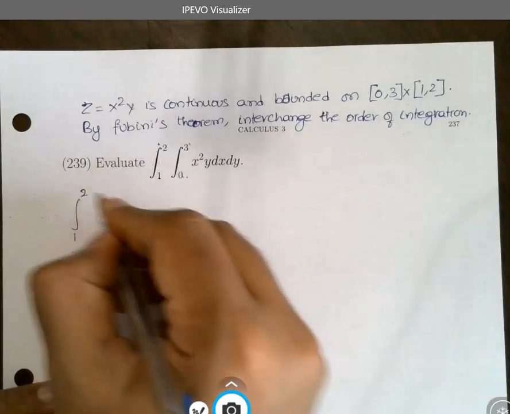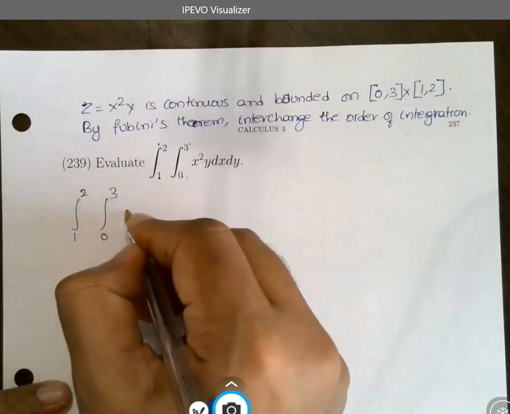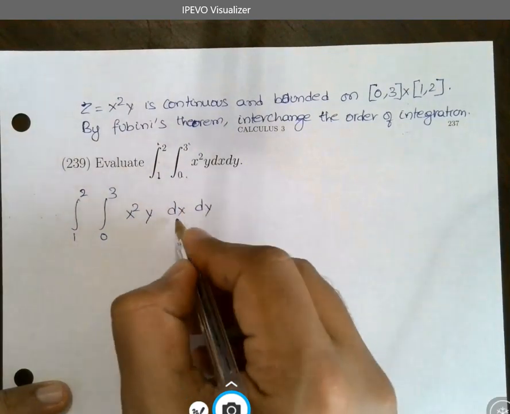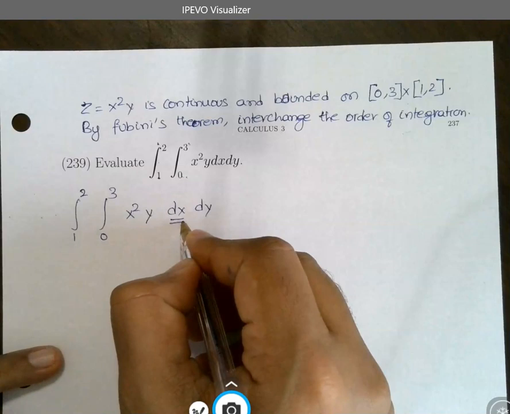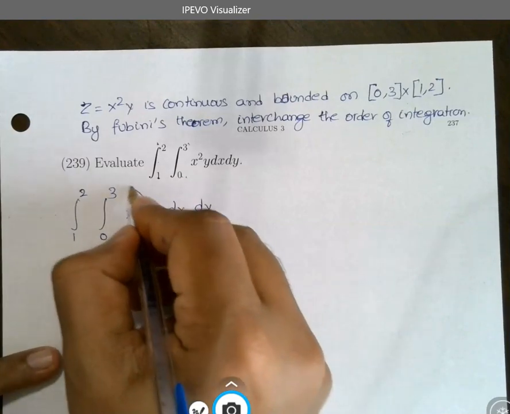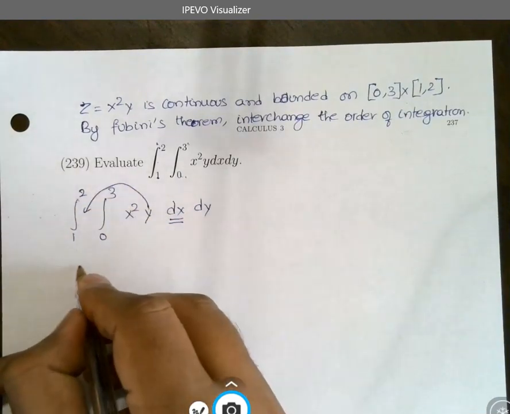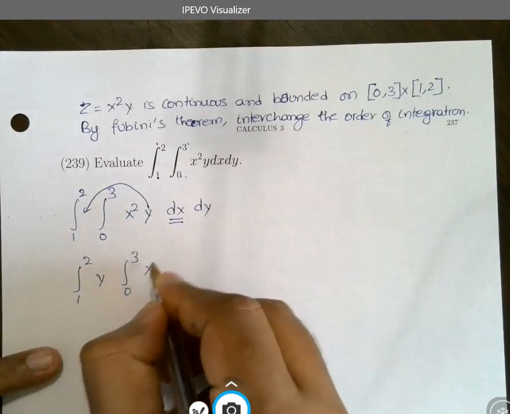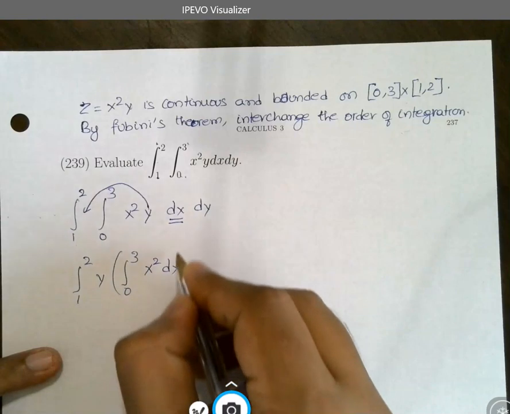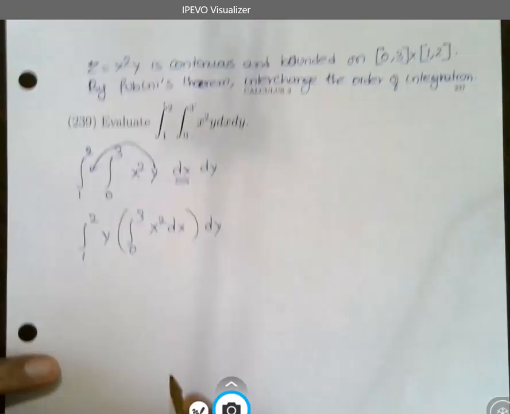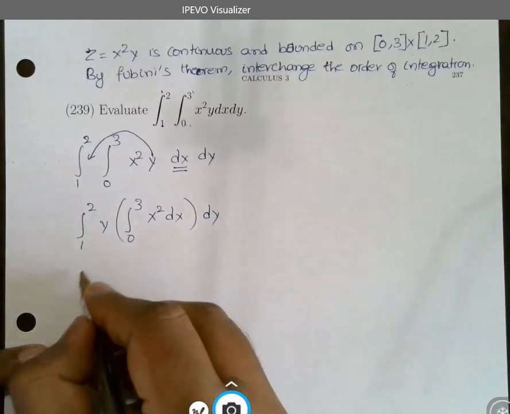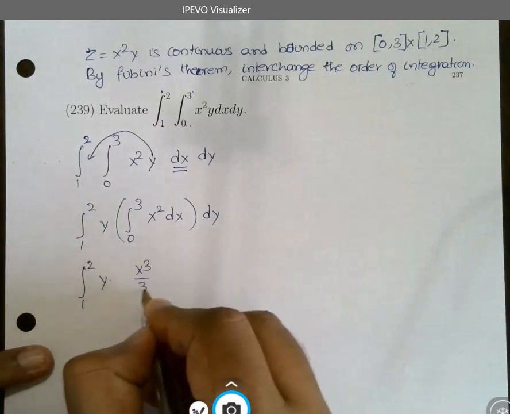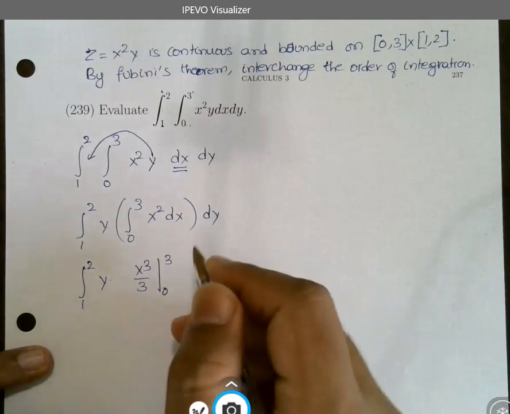So you have the integral from 1 to 2 and 0 to 3 of x squared y dx dy. The integration is with respect to x first, so y is treated as a constant, so y steps out. You write the integral from 1 to 2 of y times the integral from 0 to 3 of x squared dx, and you write this as dy. Upon integration, you get the integral from 1 to 2 of y times x cubed over 3, where the limits of integration are 0 to 3, and a dy.